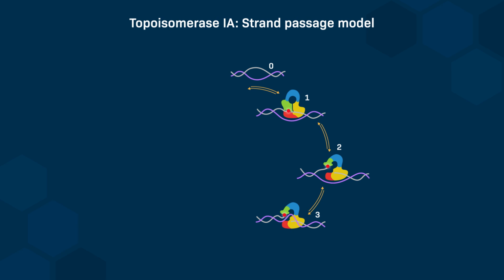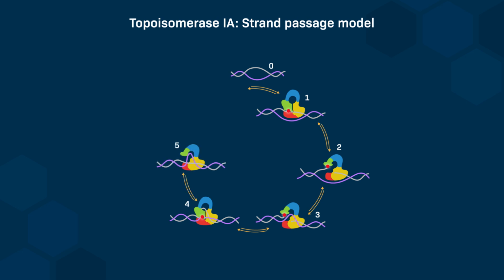The cleaved end of the DNA strand covalently bonds to domain 3 and moves away from the other part of the cleaved strand, forming electrostatic interactions with the positively charged groove on domain 4. The intact strand that hasn't interacted with topoisomerase 1A yet moves through the gap and enters the cavity.